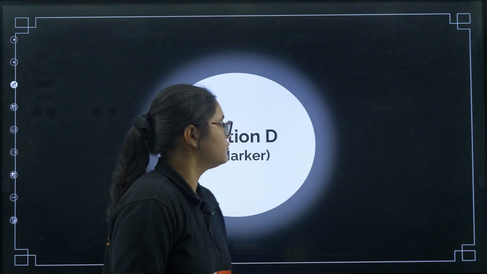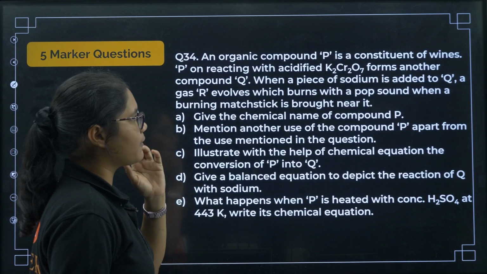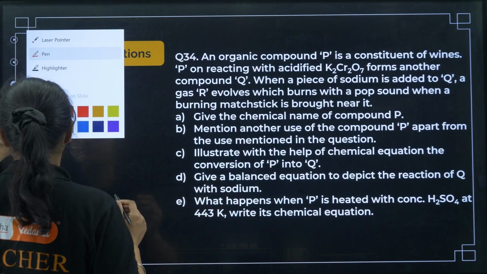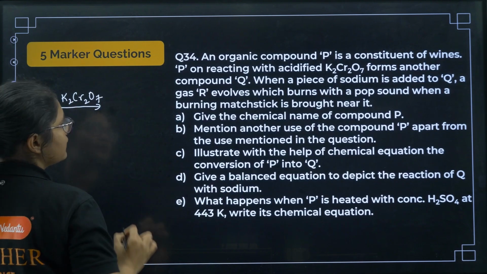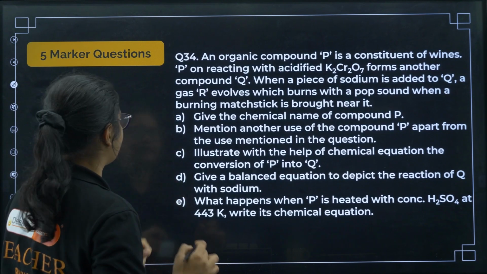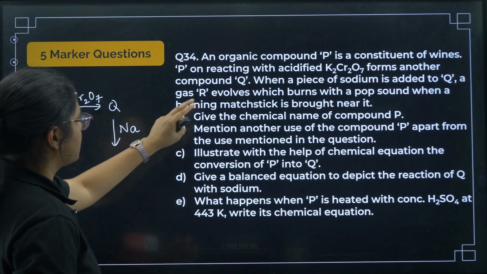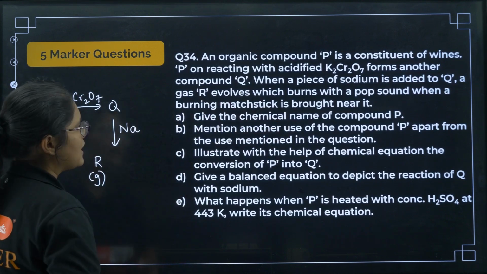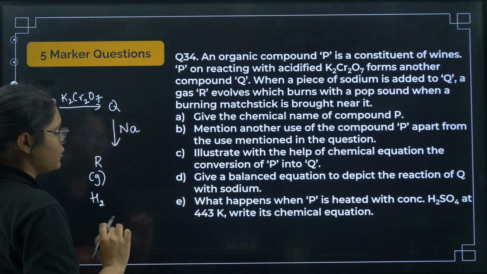Now moving towards the 5 marker question. Here also you have an OR option. So the first question: an organic compound P is a constituent of wines. P on reacting with acidified K2Cr2O7 forms another compound Q. When a piece of sodium is added to Q, a gas R evolves, which burns with a pop sound when a burning matchstick is brought to it. So that means this is H2, right?